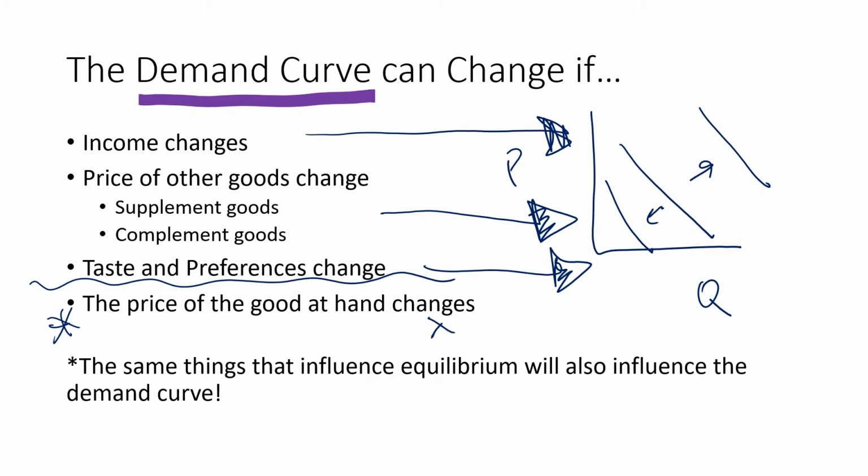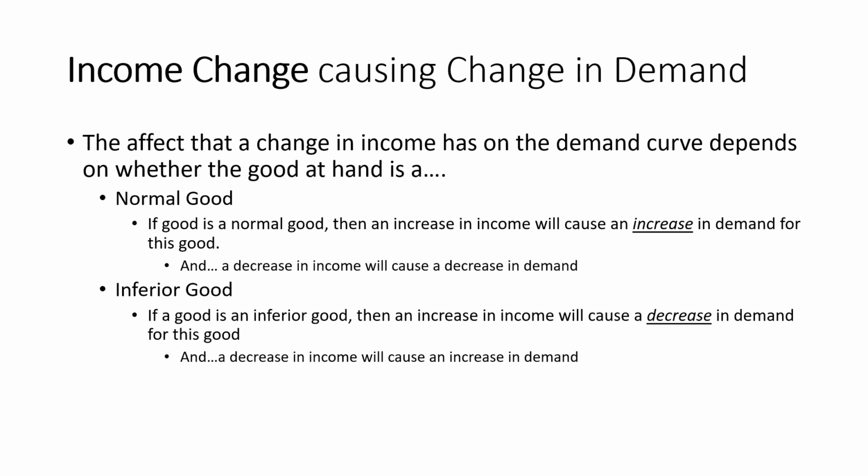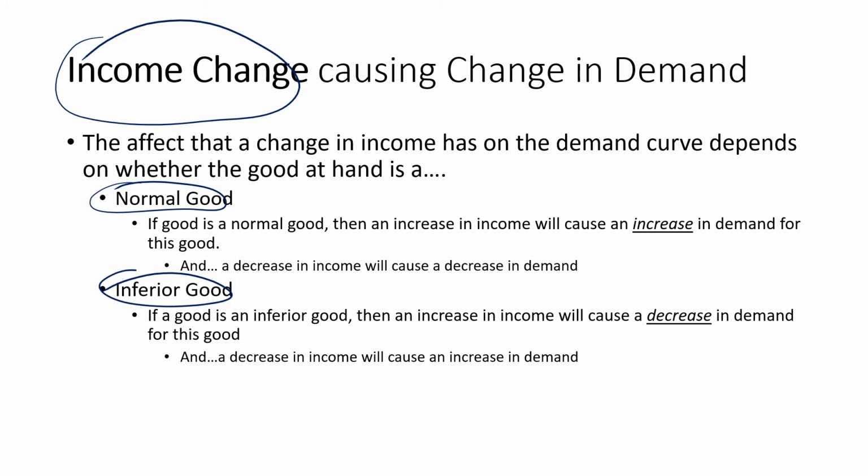Okay, so we talked about these things also affecting the equilibrium. So similar things that can change the equilibrium can also change the demand curve. So to start, we're going to look at income changing. How exactly the income affects the demand curve depends on whether the good that we are discussing is a normal good or an inferior good.